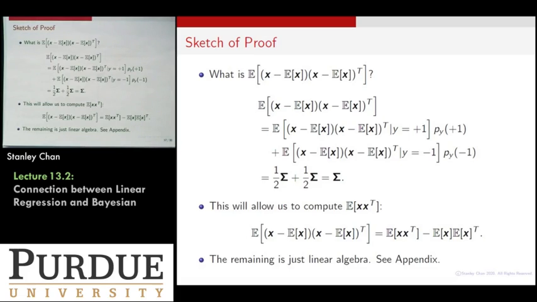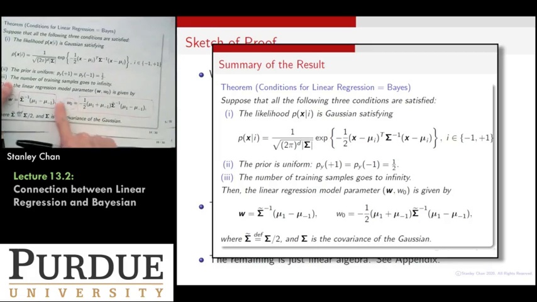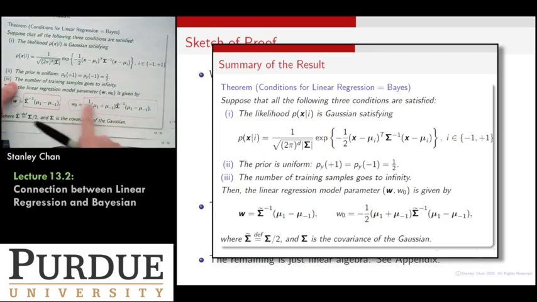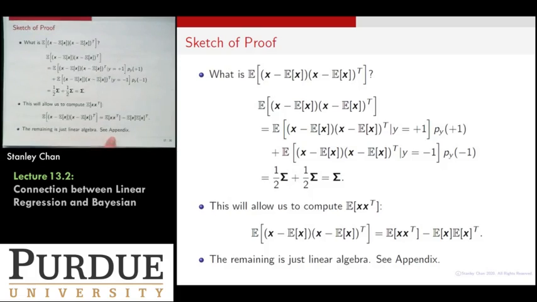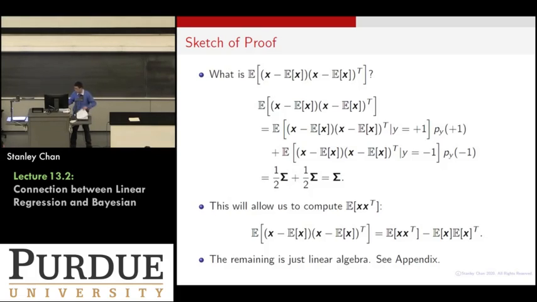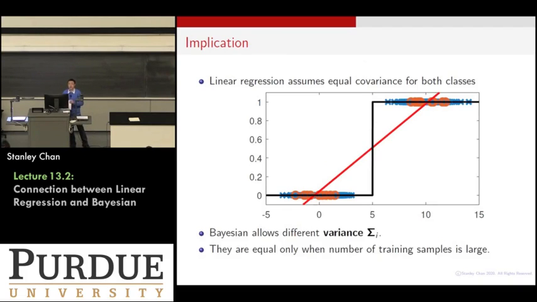Okay, so the main theorem is here. You will be able to get these two quantities. Proof is in the appendix. You're welcome to read it. I'm not going to go through it now. I want to spend more time talking about the implication, because the algebra you can read by yourself. The implication is the following.